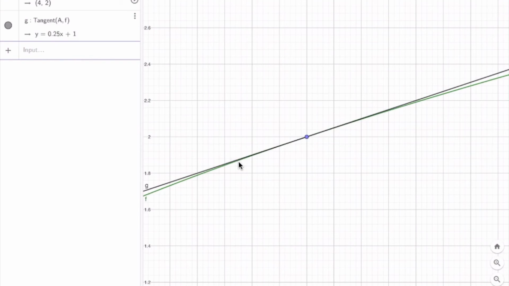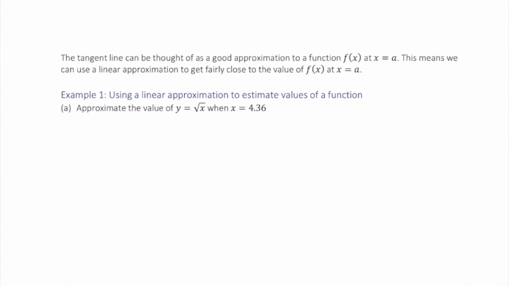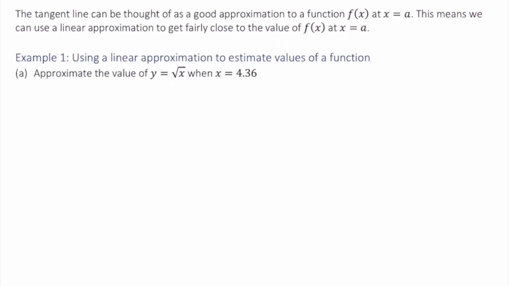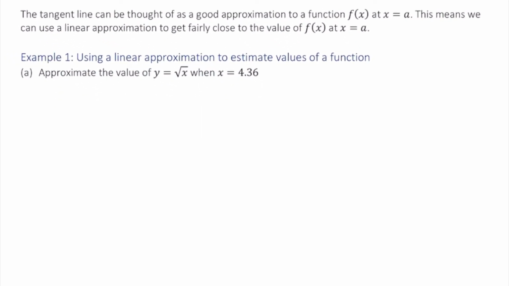So we can use a linear approximation to get a fairly close value of f at some point, say a. Now if you notice at the top of the next page, I've reiterated what I've said. The tangent line can be thought of as a good approximation to a function at x equals a.